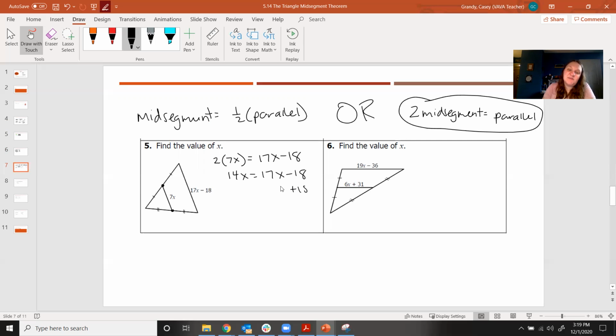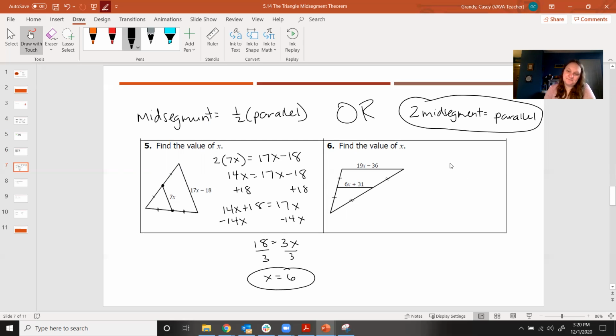Let's add 18 to both sides. So now I have 14x plus 18 equals 17x. I'll subtract 14x from both sides and get 18 equals 3x. Divide both sides by 3. X equals 6. If you solved this differently algebraically, but you still got x equals 6, that is perfectly fine, and I'm sure you did it correctly.